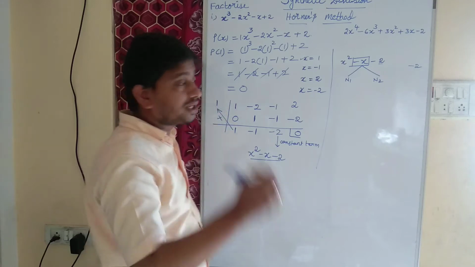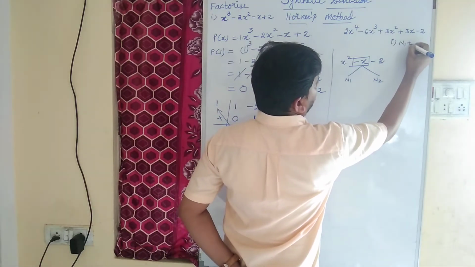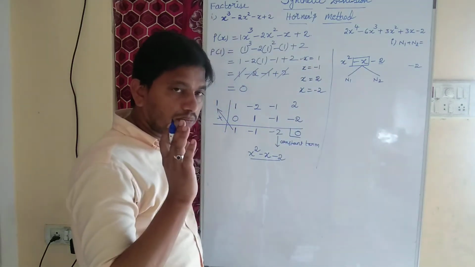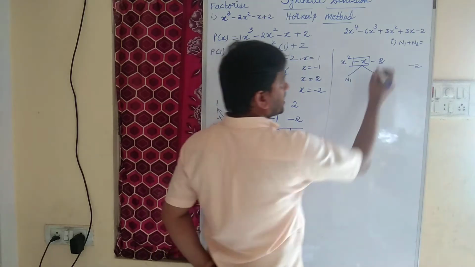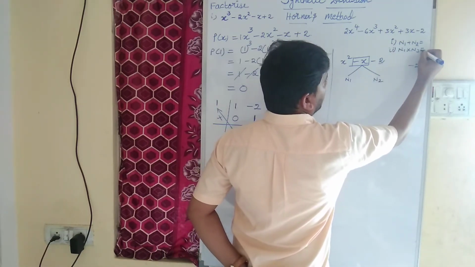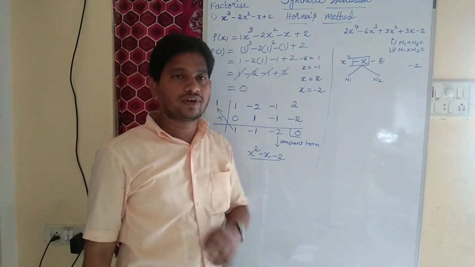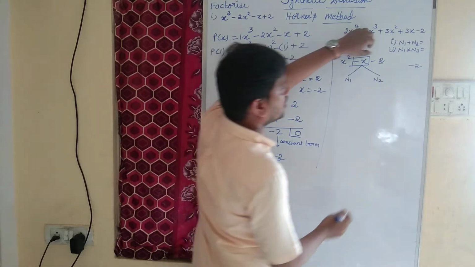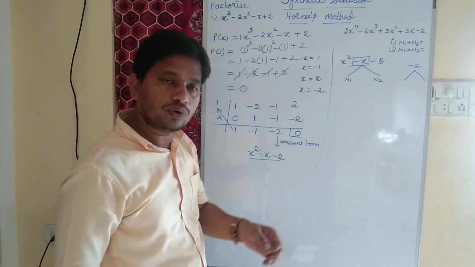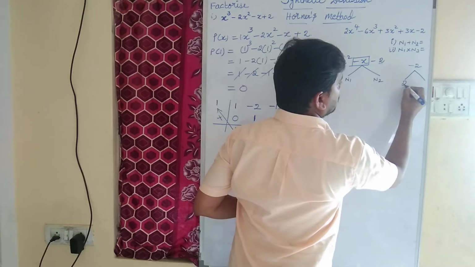So what is the first condition? The condition is n1 plus n2 must be equal to the middle term, and the second condition is n1 into n2 is equal to the constant term. Those two conditions have to be satisfied. I mean here the constant term is minus 2. What are the factors of 2? 1 2 ja 2, 2 1 ja 2, right? Let me write as 2 1 ja 2.